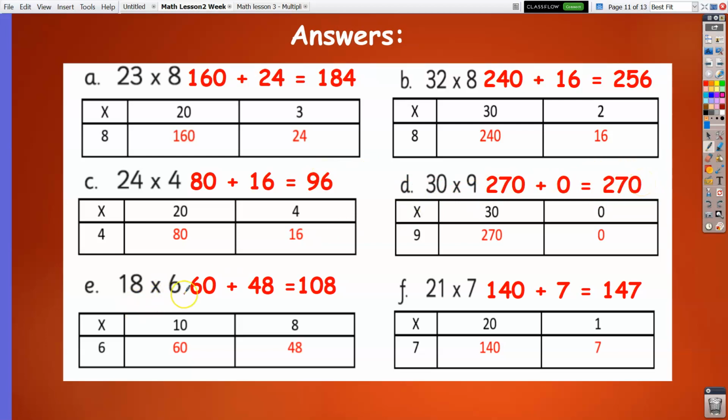18 times 6 is 108. 21 times 7 is 147. Did you get all the correct answers? Great job! Now I will leave you with this activity.